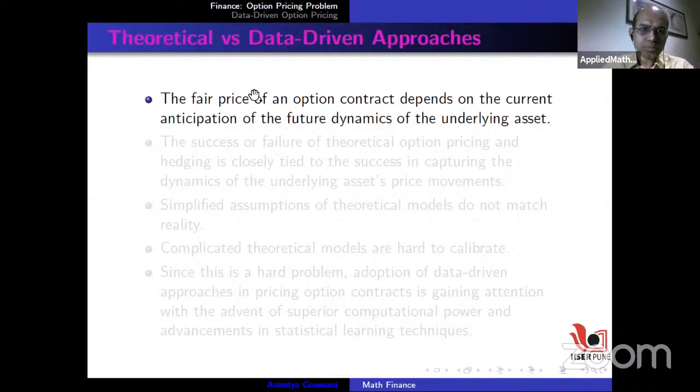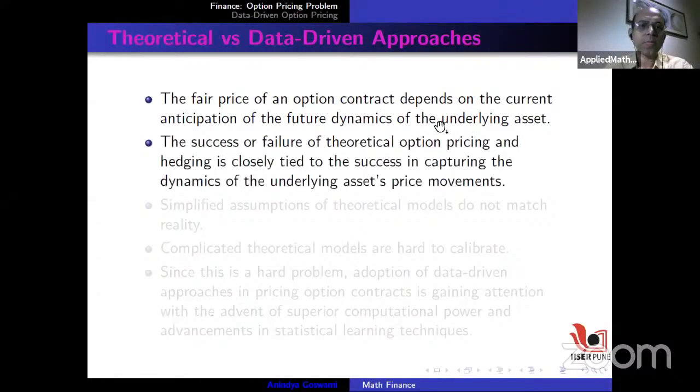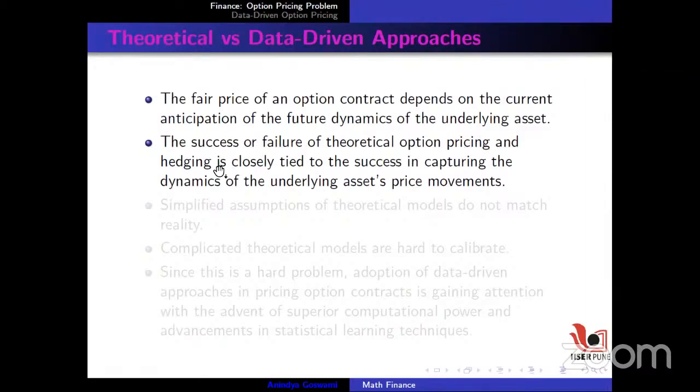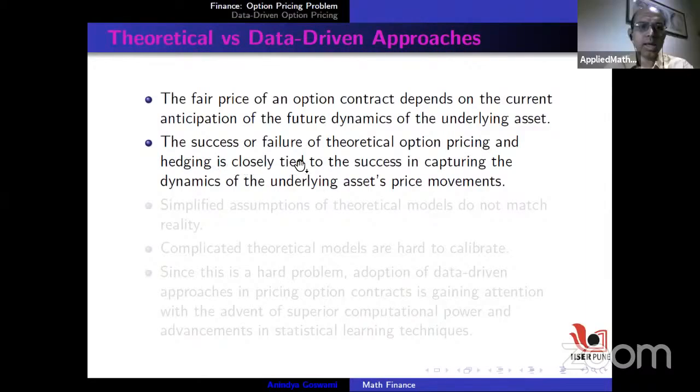So this fair price of an option contract, one can derive theoretically, but that depends on the current anticipation of the future dynamics of the underlying asset. And future dynamics is unknown to everyone. So the success or failure of theoretical option pricing and hedging is closely tied to the success in capturing the dynamics of the underlying asset's price movements.